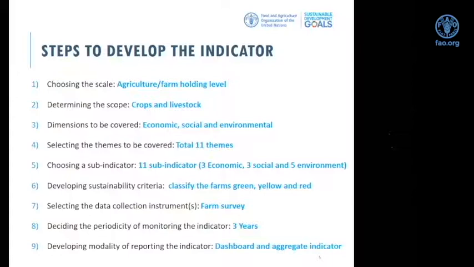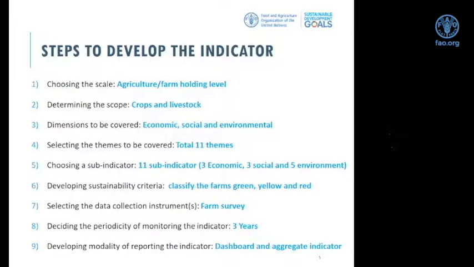Let me add here that in the beginning of the process, when we embarked on developing the methodology of SDG 2.4.1, we selected five dimensions that included, in addition to the three which I just mentioned, economic, social, and environmental, two other dimensions, which were governance and resilience. However, later during the process, it was decided to integrate resilience with the economic, environmental, and social dimensions, and to drop the governance dimension, as we are exclusively focused on sustainability assessments at the farm level.